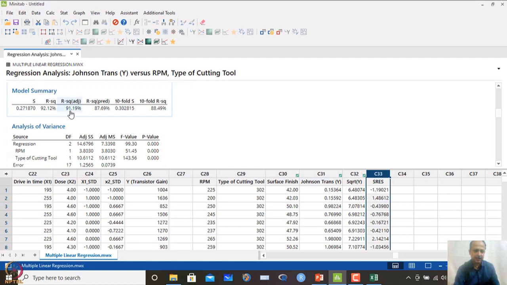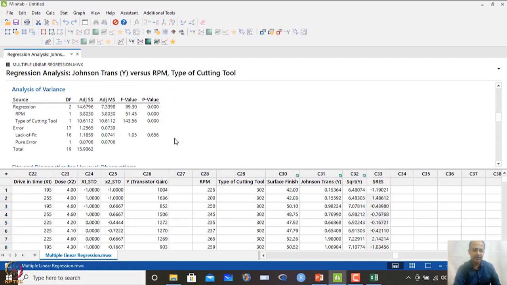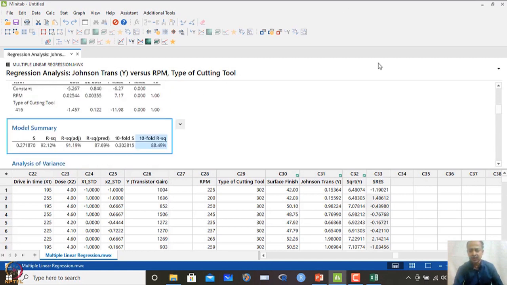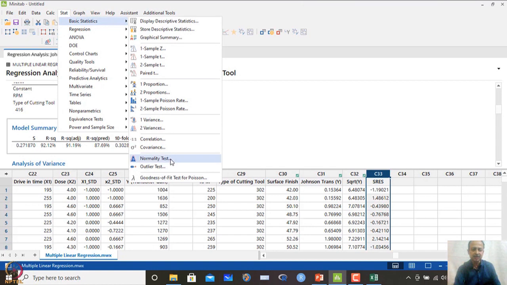And what we observe is that R square is 91%, R square adjusted 88%, so very close. So, this is quite acceptable, and in this case there is no lack of fit, and both the variables are significant, that is observed over here, categorical as well as RPM. So, in this case in the residuals we can check whether the correction has happened, some positive things have happened over here.